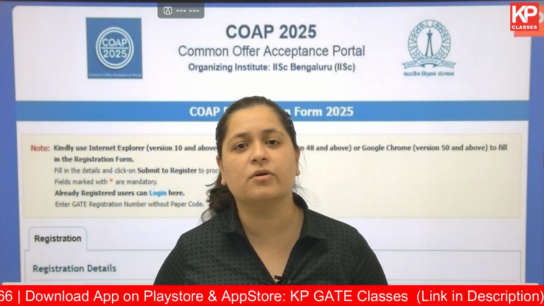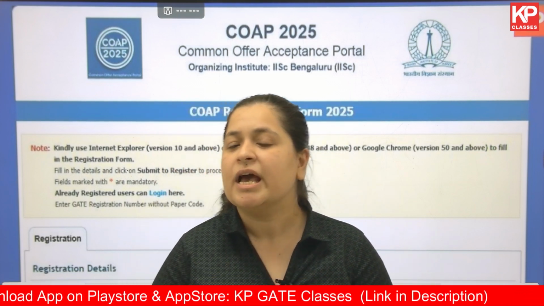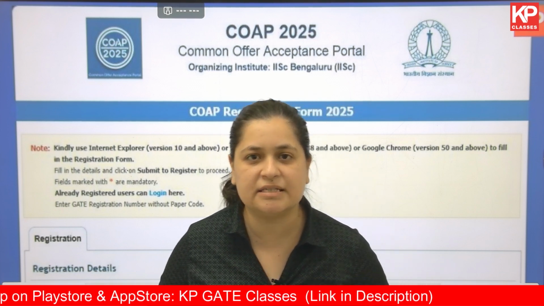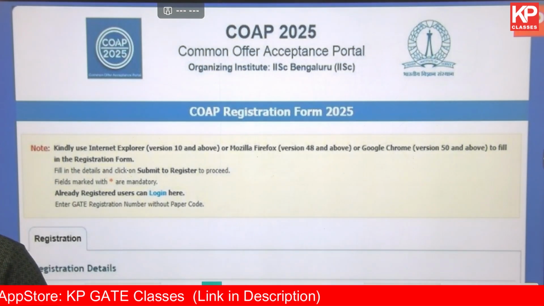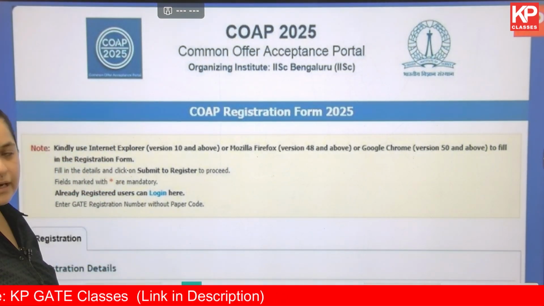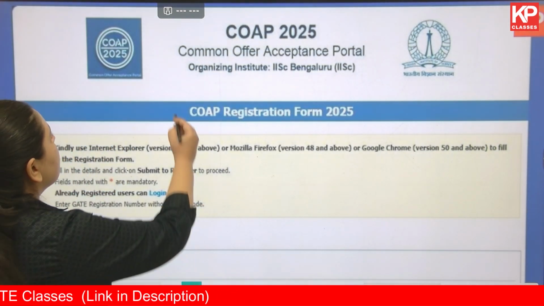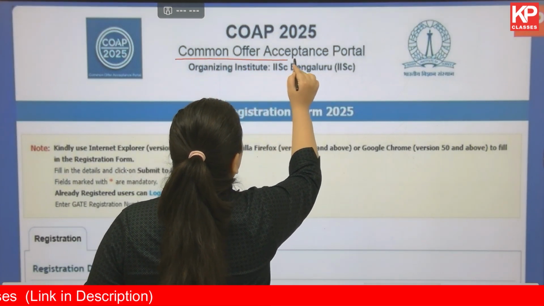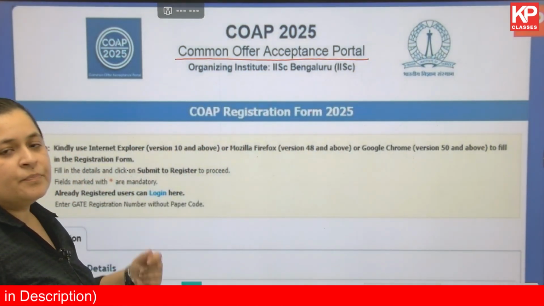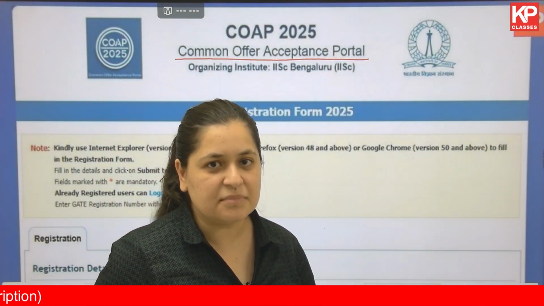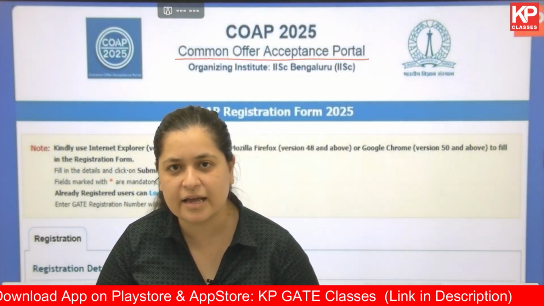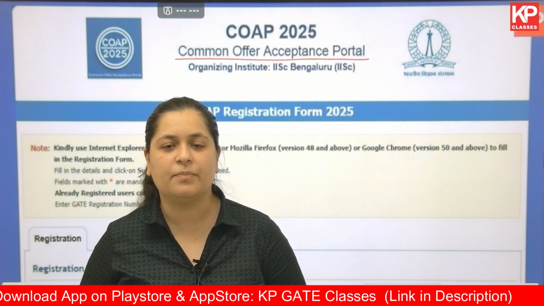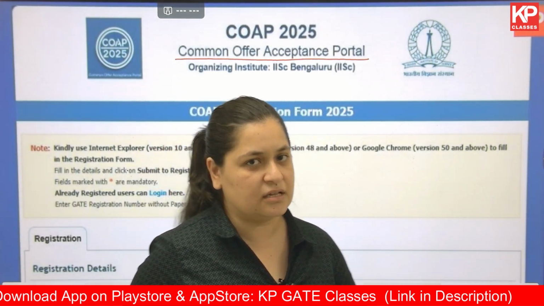Today we are going to focus on the COAP registration, and we will be giving you a step by step process of filling this particular form. As was already told to you in the lecture by R.H. Chandra sir, COAP is the Common Offer Acceptance Portal. This is different from CCMT. In COAP, you will be able to register for IITs and IISc. In CCMT, you can apply for various NITs and various other colleges.